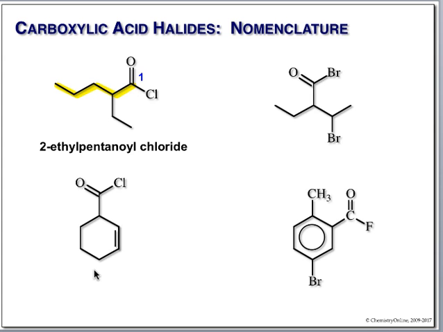Here we have another one. We're going to make our chain go this way so we have the most substituents. It's going to be a 1, 2, 3, 4 carbon chain, so it's going to be a butanoyl bromide. On our butanoyl bromide, we're going to have a 2-ethyl and a 3-bromo substituent, and we would put it together like this: 3-bromo-2-ethylbutanoyl bromide.